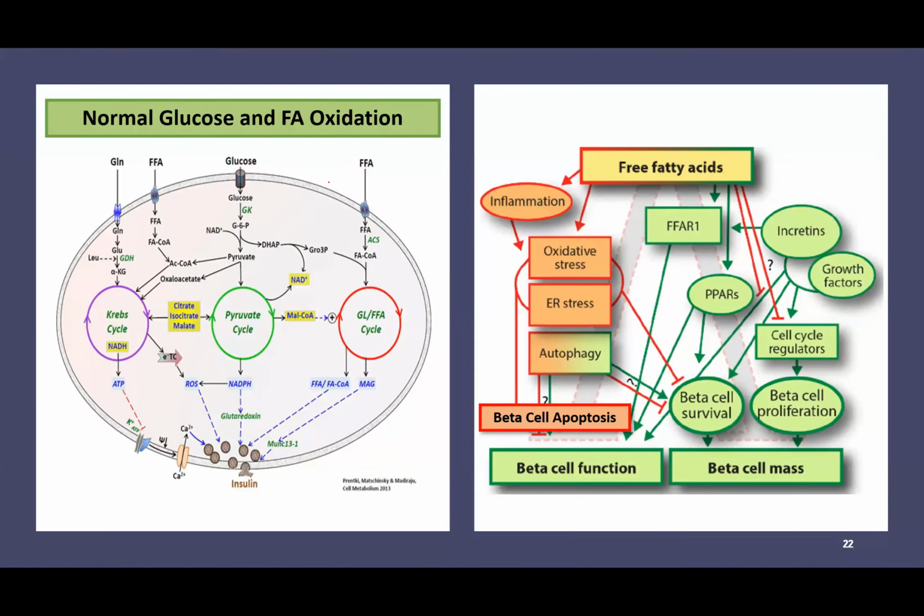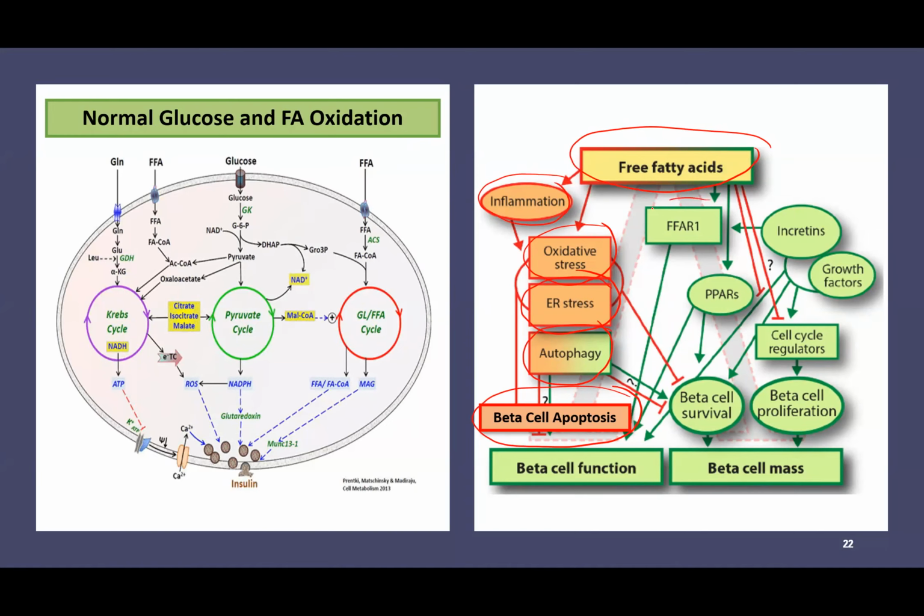I am skipping the left part of the slide and the right part of the slide. You see the free fatty acids here. Free fatty acids are inflammatory. They increase the oxidative stress. They increase the endoplasmic stress. There is autophagy and beta cell apoptosis. This is the negative aspect of free fatty acids, and then beta cell function is decreased.